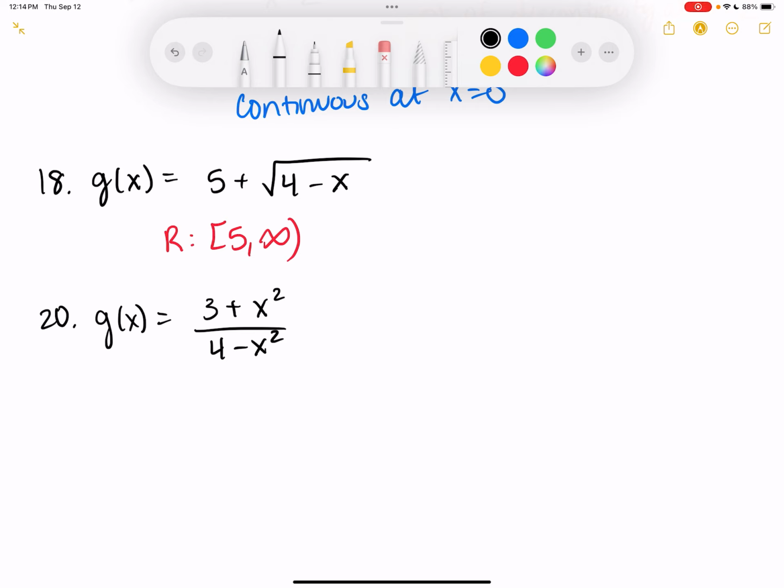Do you have a TI-84? Okay, 83. Then it probably won't do it. You'll probably just have to put parentheses around it. So I would do like this. I would put parentheses 3 plus x squared divided by 4 minus x squared. I got syntax error. How did you type it in? Like that.